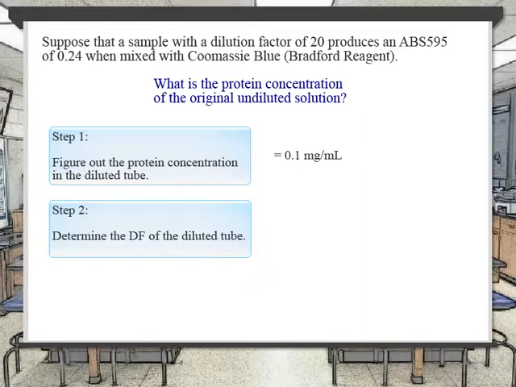The second step is to determine the dilution factor. As the protein information is presented in the question, we can see that we have a dilution factor of 20.